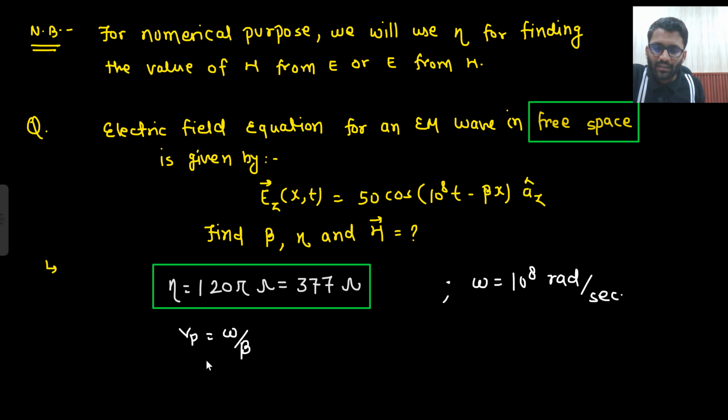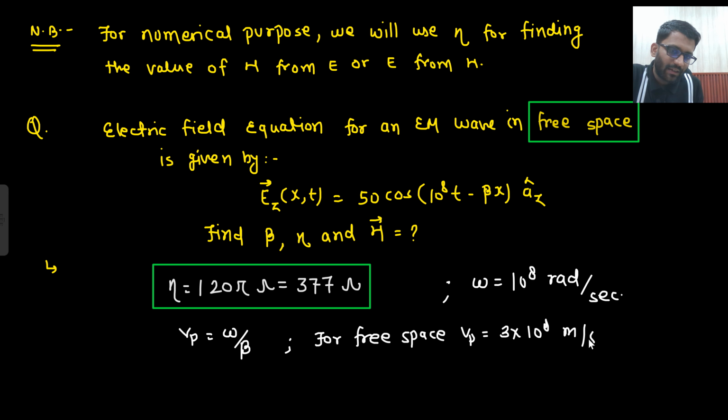Yeah. So what is Vp for free space? For free space, Vp is equal to 3 into 10 to the power 8 meter per second. This is what I told you. In free space, EM wave travels with the speed of light. So 3 into 10 to the power 8. So here I can put 3 into 10 to the power 8. Omega value is 10 to the power 8. Beta value I need to find out. So what is the value of beta you are getting?